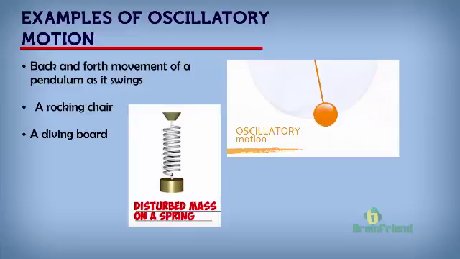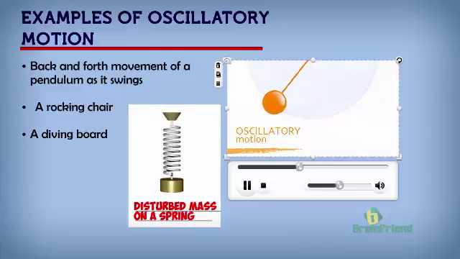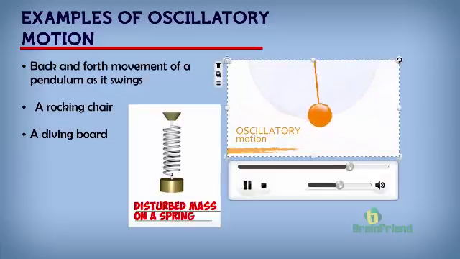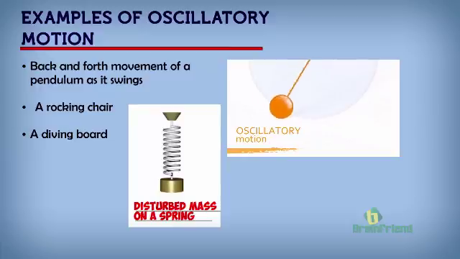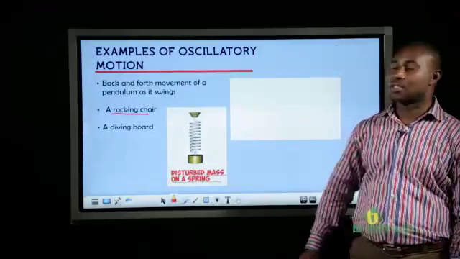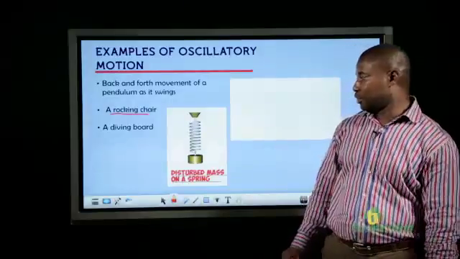Examples of oscillatory motion. We have the back and forth movement of a simple pendulum. As the pendulum moves to and fro, moving from this point to this point and back to this point, you can see that it's a back and forth movement of a pendulum as it swings. We have a rocking chair on which our grandfathers usually will sit and then rock themselves. Or if you look at a swing, when it moves to and fro, is also an example of oscillatory motion.